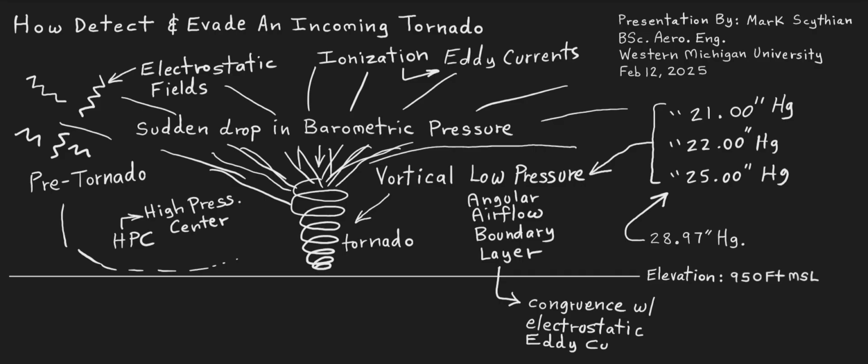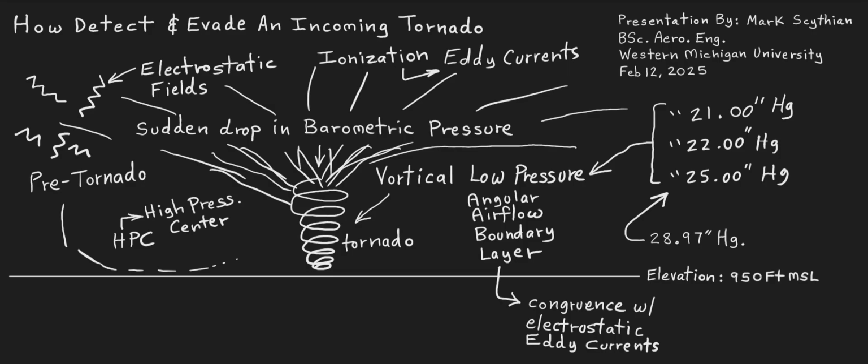It's kind of unknown, but so far I would say a hypothesis would articulate pre-tornado eddy currents and the ionization of the electrostatic field, and then the air starts to form in the method of electrostatic eddy currents, right? So we call it congruence with electrostatic eddy currents. So that's just some food for thought.